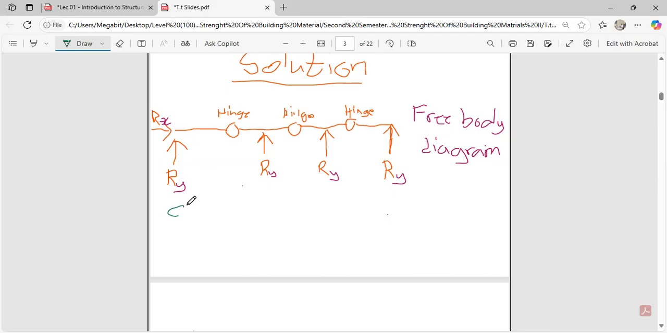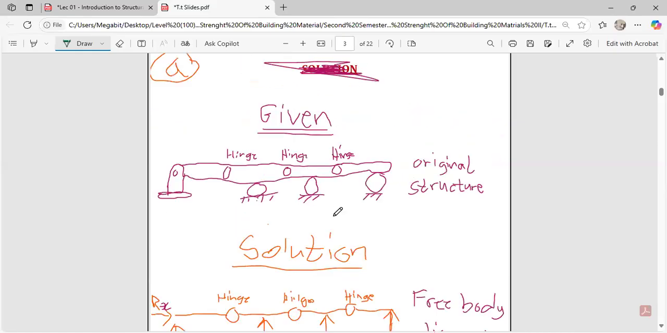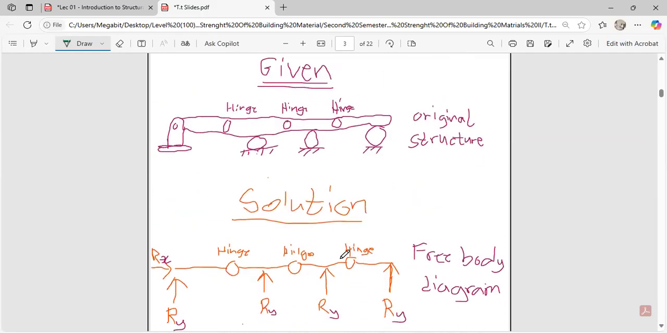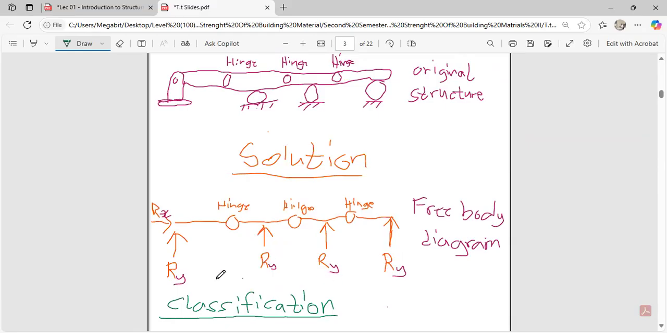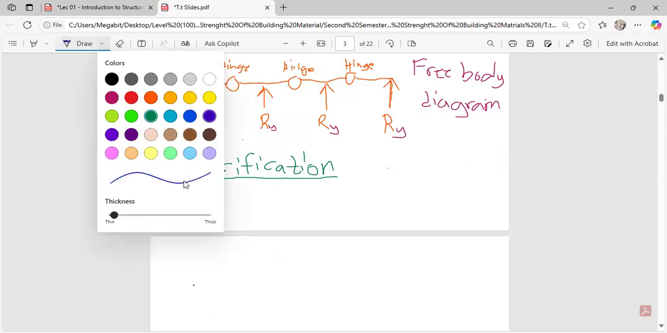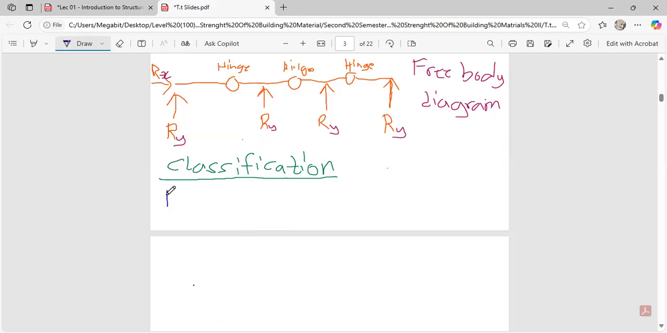So we are coming to our classification. In the classification, because much of the work has already been done, what do we do over here? We say the total number of our reactions over here is 5. We could even count it straight away from here: 1, 2, 3, 4, 5. So we write number of reactions.